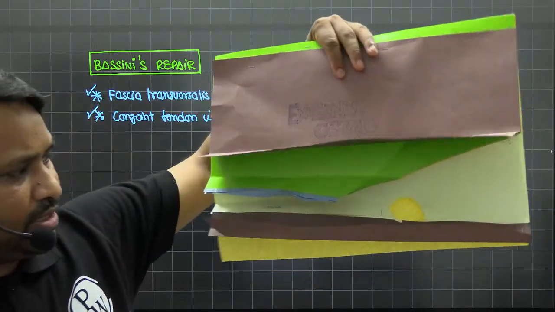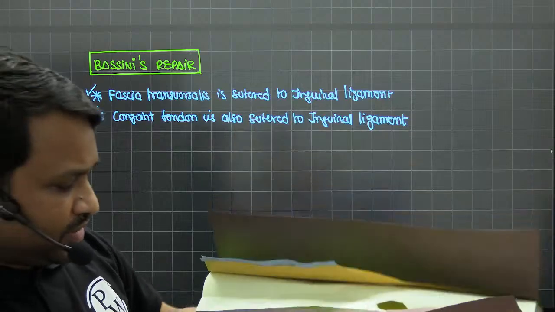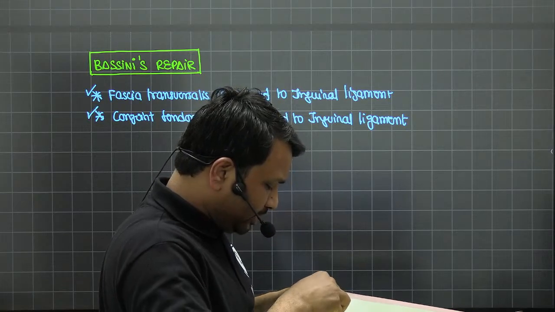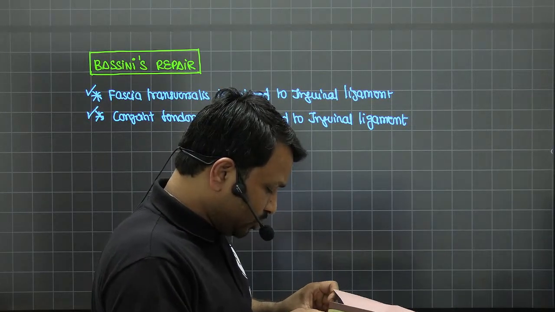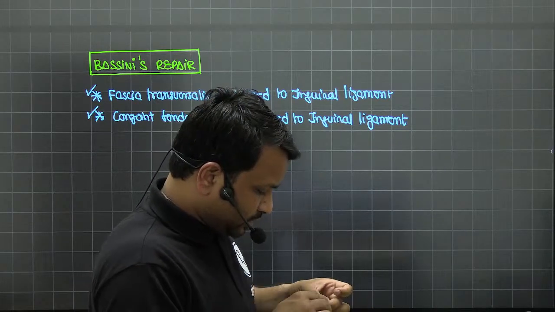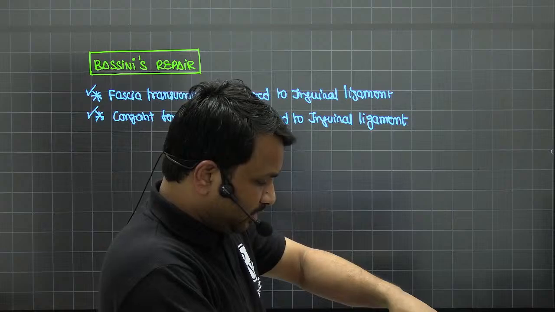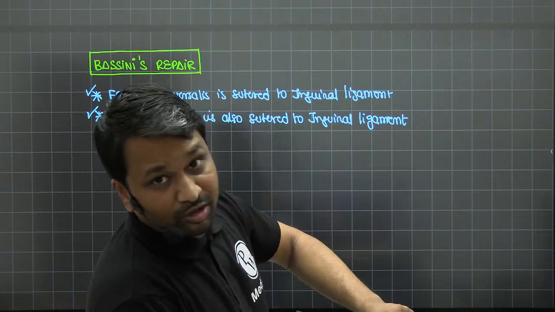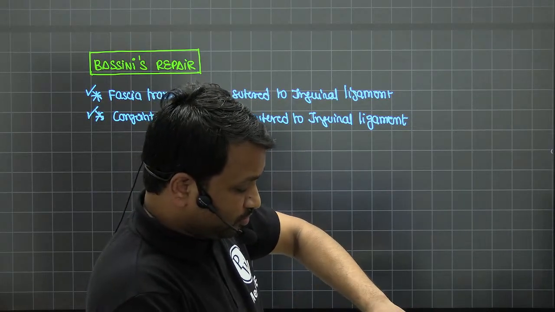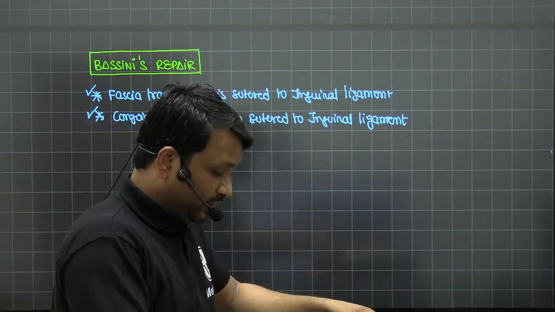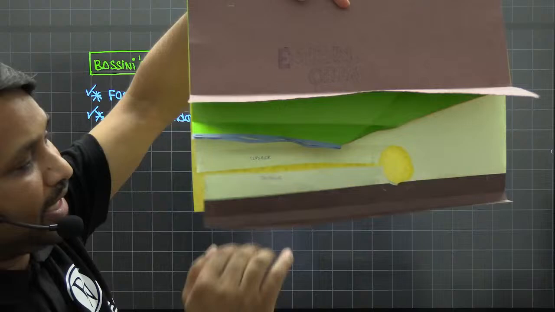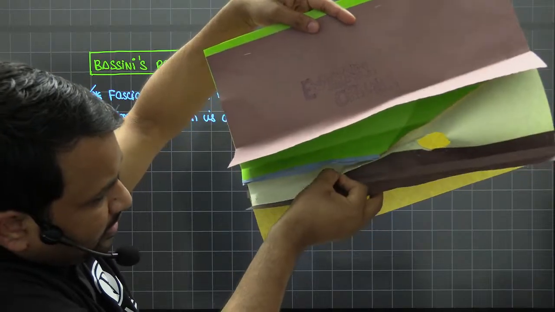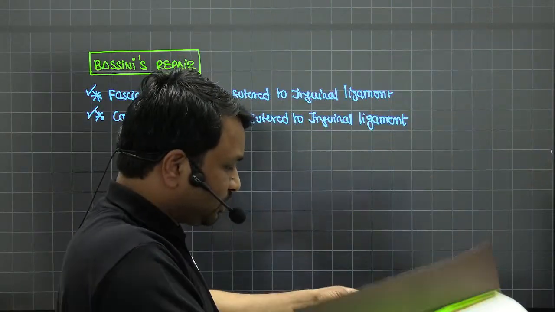Now we have opened the fascia transversalis. Again here, fascia transversalis, we open, we are going to suture it. I'm taking a lot of pain to make you understand, trying my best, right? Now in Bassini's, we have not cut the fascia transversalis; the whole fascia transversalis we bring down and then suture it to the inguinal ligament. First we attach the fascia transversalis to the inguinal ligament, that is the first.